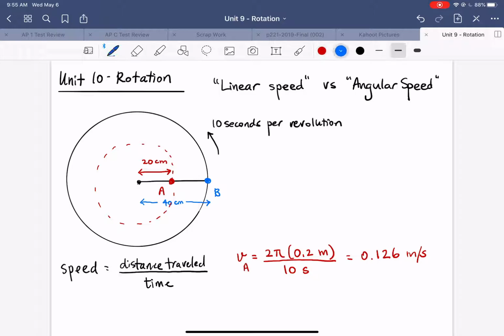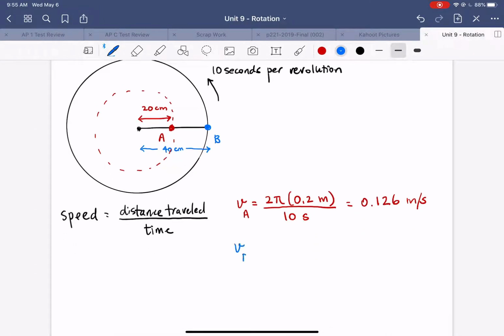All right, so what about B? Let's call this VA, just so we're clear. B, I'll call that speed VB. So we're going to calculate that in a similar way. B is going to go all the way around the outside of the circle. The circumference of that circle will be 2 pi times the radius, which is 0.4 meters this time. And that goes around in the same 10 seconds as A. So if we multiply this out, we get 0.251 meters per second. And notice that's double the speed of A. So it seems that B has a greater speed than A. And this is what we call the linear speed.